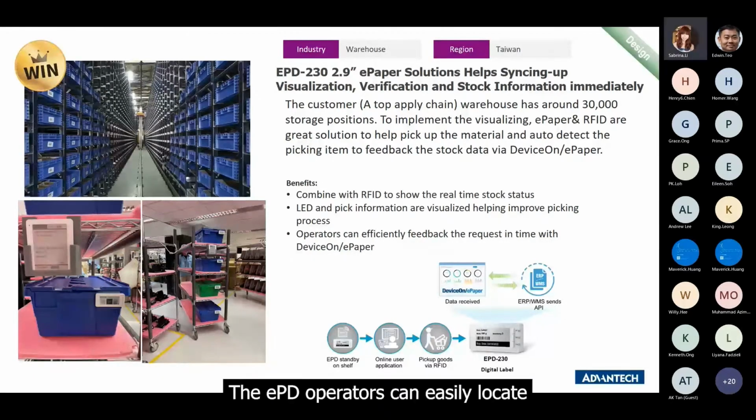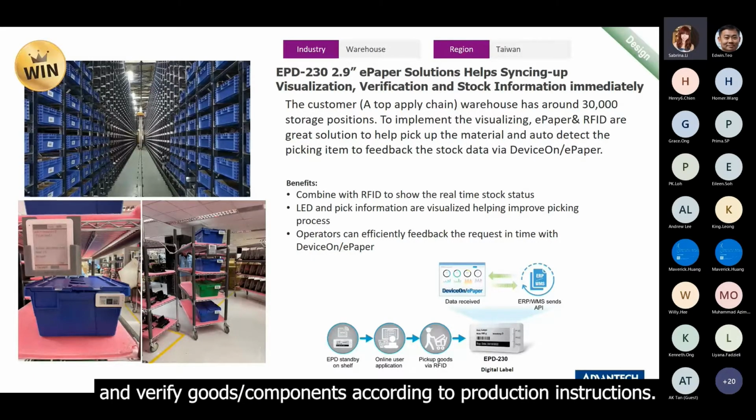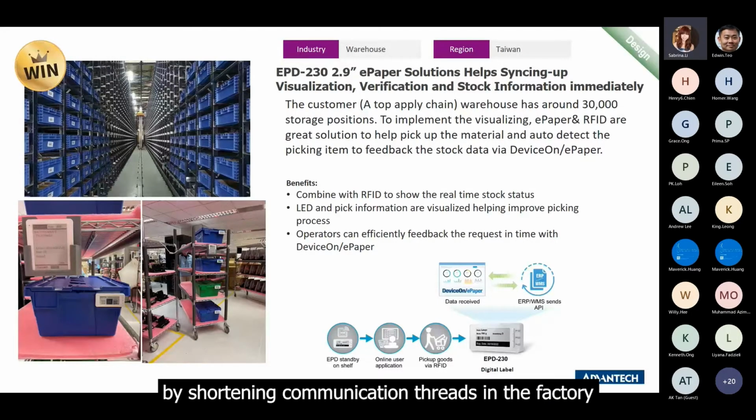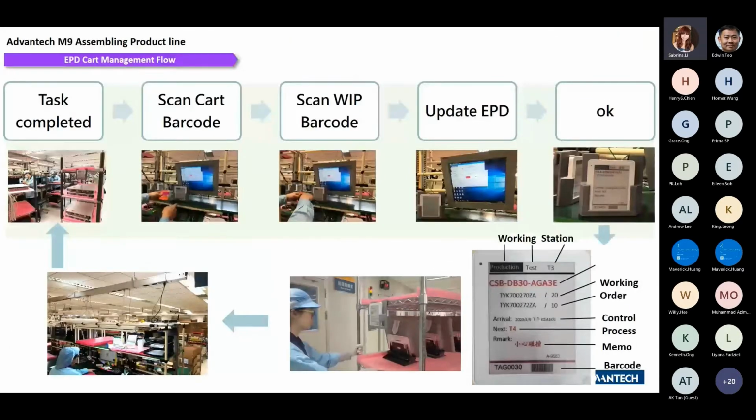With the EPD, operators can easily locate and verify goods and components according to production instructions. In addition, this solution improves production management efficiency by shortening communication threads in the factory, whether the EPD is staying or moving around in the factory. In fact, the LED and the screen provide visualization to help improve control of the production process.